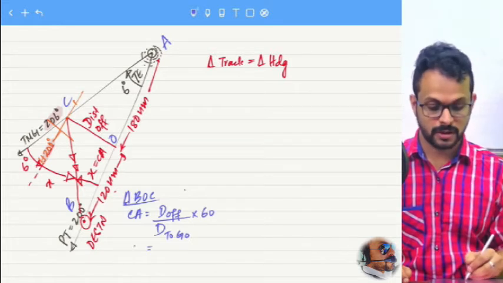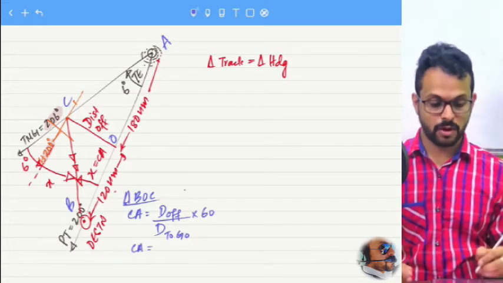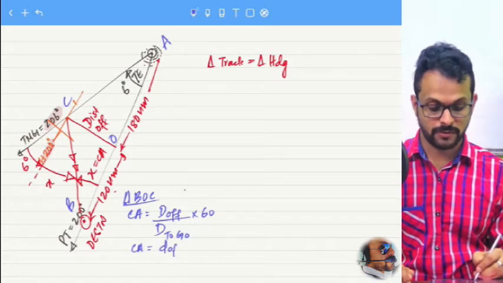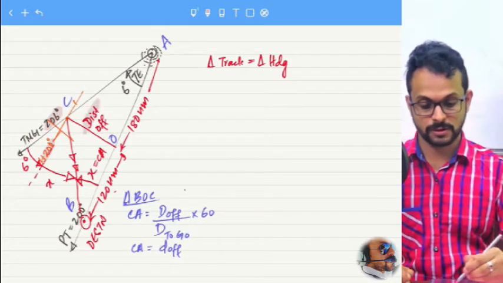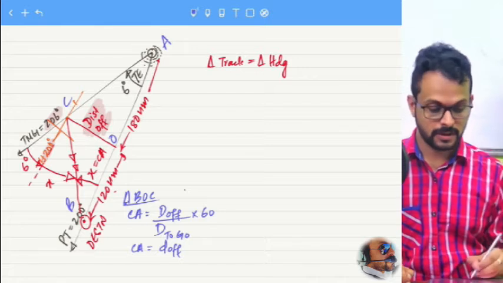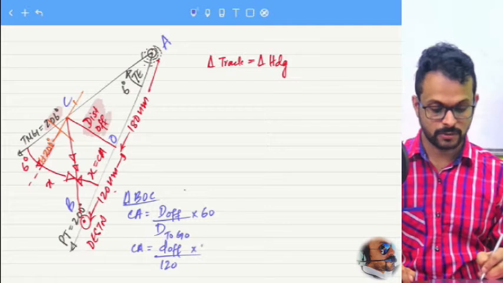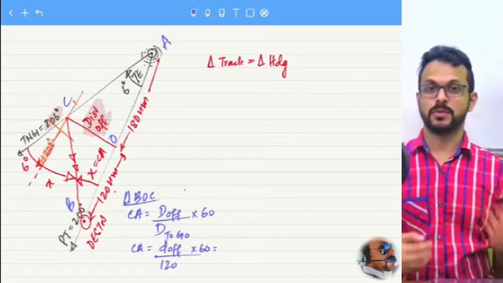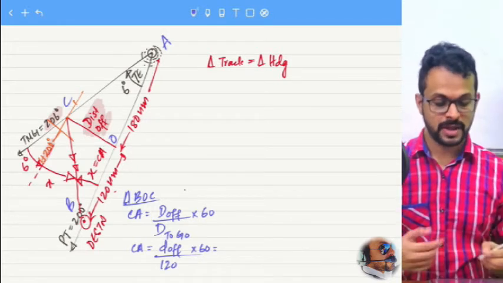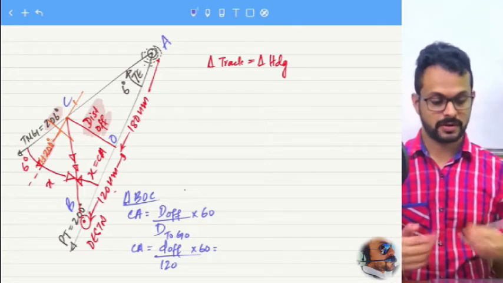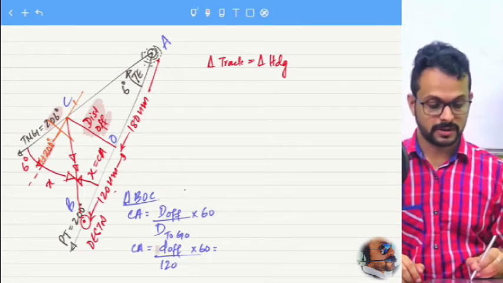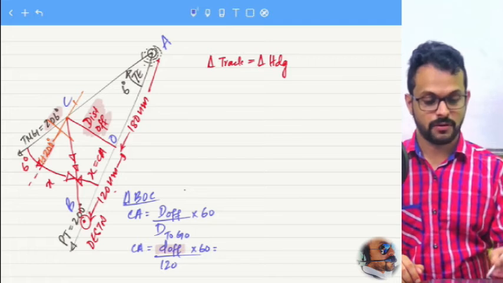So closing angle is equal to the distance off, which you don't have, we need to find out, divided by distance to go, which is 120, into 60. I'm going a bit quick on this, assuming that you have an idea about 1 in 60, and that is going to give me the closing angle. Perfect. Now we need to find out the distance off.